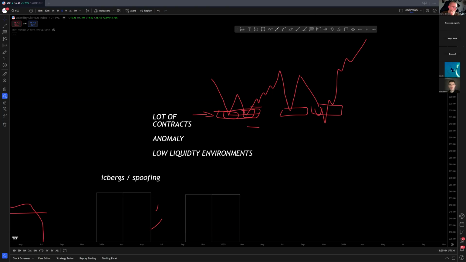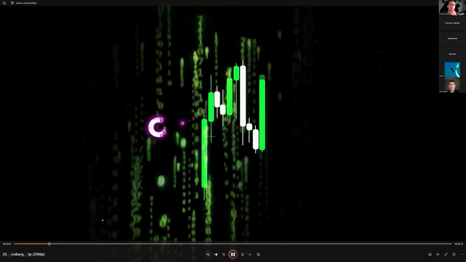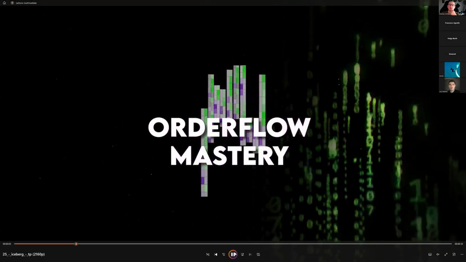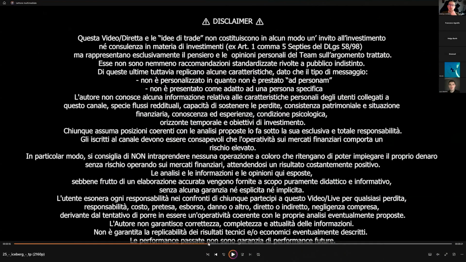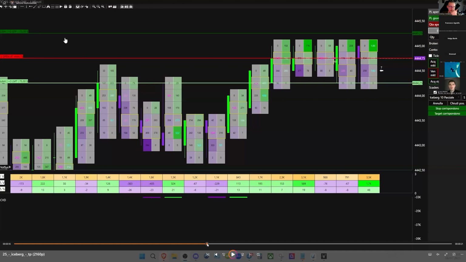Let me see if I can find another example. Yes, this was also shown in the community. And with this strategy, I simply passed a prop firm with a pretty good profit factor. It was a profit factor of 2.2 with a 52% win rate and an average risk reward ratio of 1 to 2. And it's purely based on these kinds of patterns.